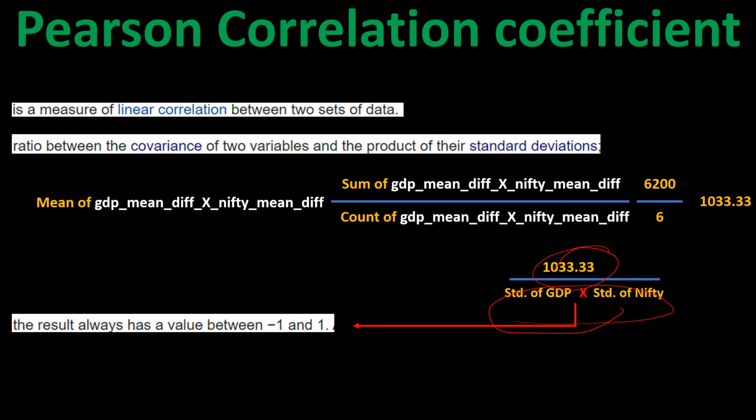So this is the Pearson correlation coefficient. It is a measure of linear correlation, right? It's the ratio between the covariance of two variables and the product of their standard deviations, and it always ranges between -1 and +1. Hope this is clear. This is very simple and it's a very important thing for data science or for any sort of prediction.